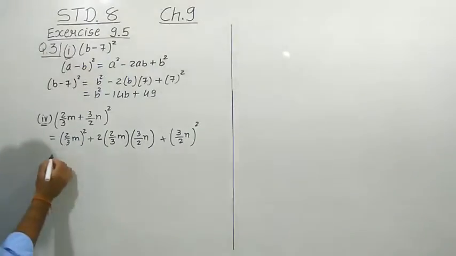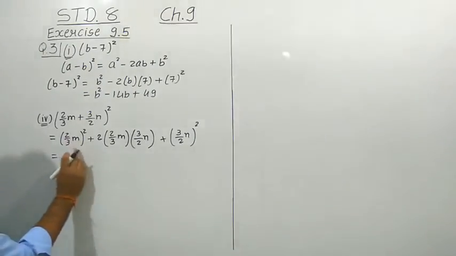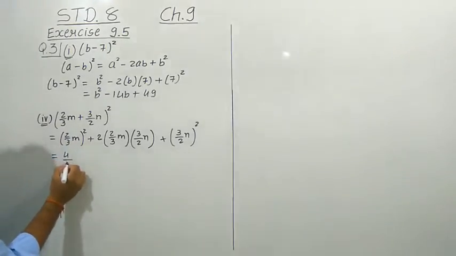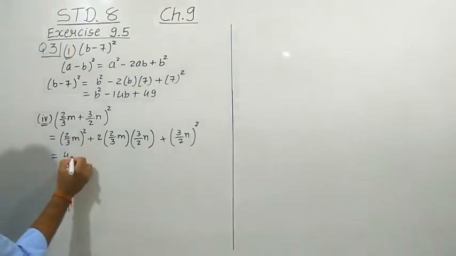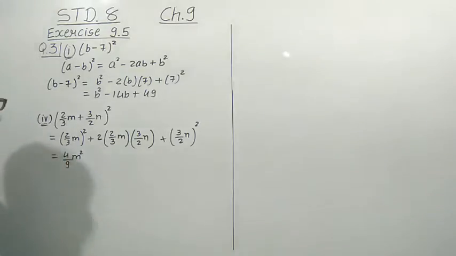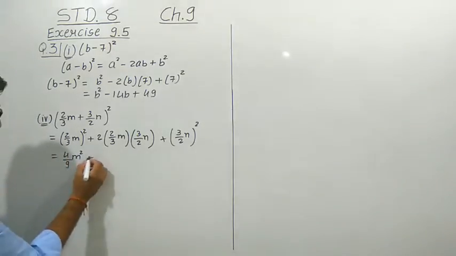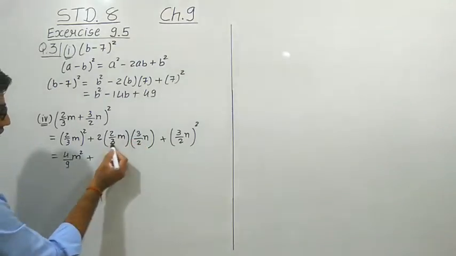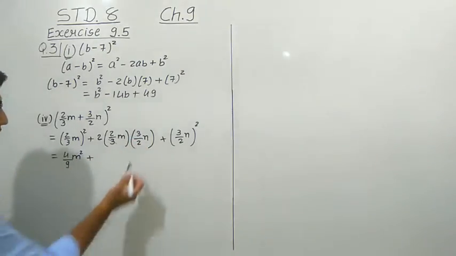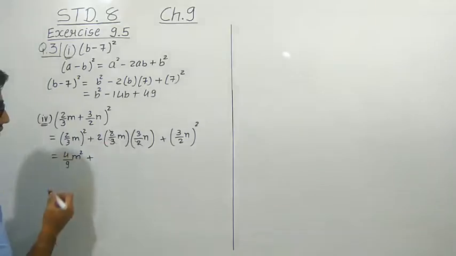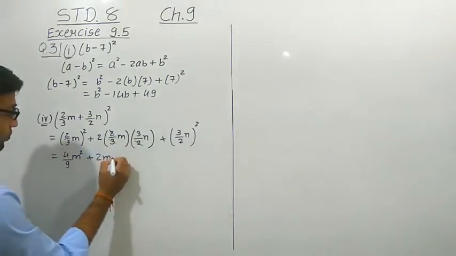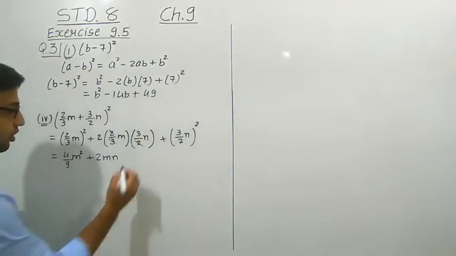Now see what we can do here. We have to apply the square. 2 square is equals to 4. 3 square is equals to 9, and m square we can write as m square. Here what will happen? See, 3 and 3 are in the denominator and the numerator. We can cut. 2 also we can cut here. So what will remain here? 2m upon n. 2m upon n. That's all.